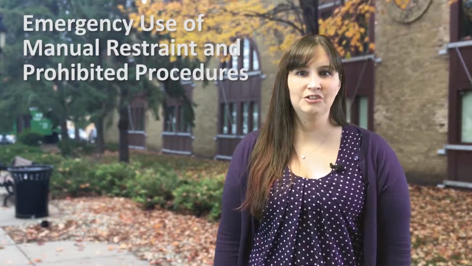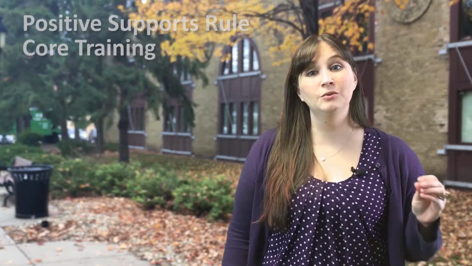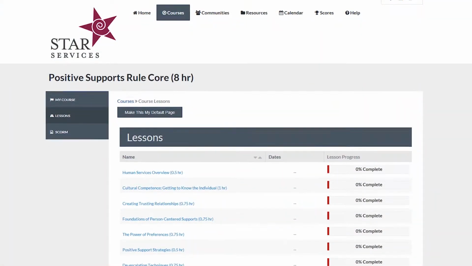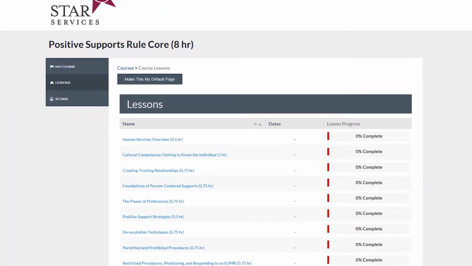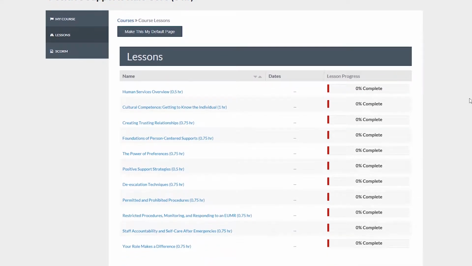The next area is emergency use of manual restraint and prohibited procedures. Again, this is covered in the core Positive Supports Rule training. Now let's talk about the Positive Supports Rule core. This training is required prior to assuming responsibilities related to the Positive Supports Rule. Again, this is one of those courses that you should take right away. When you're prioritizing what should staff take and when, that Positive Supports Rule core should be one of the first things they do because they have to do it before assuming their responsibilities.